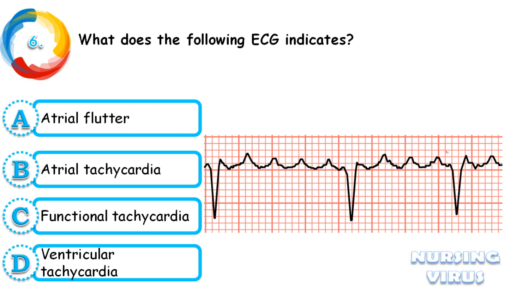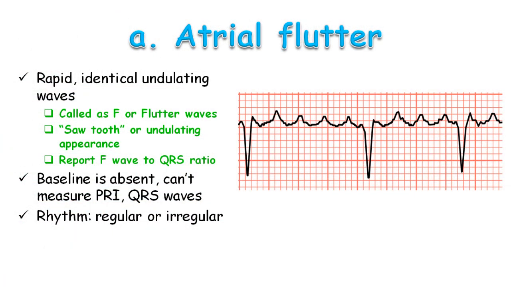Sixth image, what does the following ECG indicate? Options are atrial flutter, atrial tachycardia, functional tachycardia, and ventricular tachycardia. The correct option is atrial flutter. So the rationale is, on the image you can see rapid, identical, undulating waves. These rapid and undulating waves are called F or flutter waves.